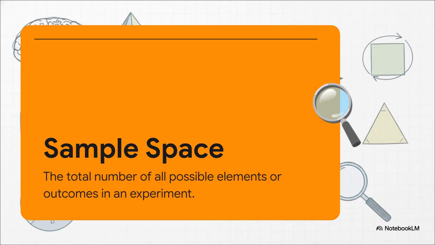For instance, think about flipping a fair coin. If you toss that coin 3 times, your sample space contains exactly 8 unique elements. Every single possible combination of heads and tails is accounted for right there in that space.